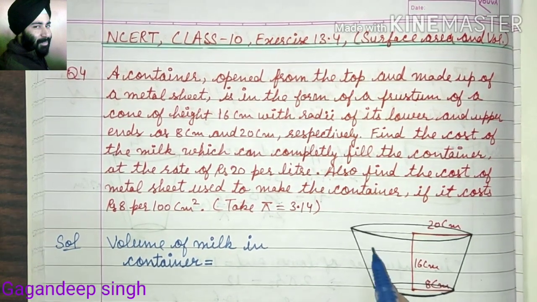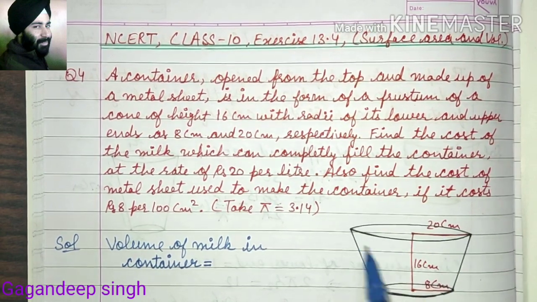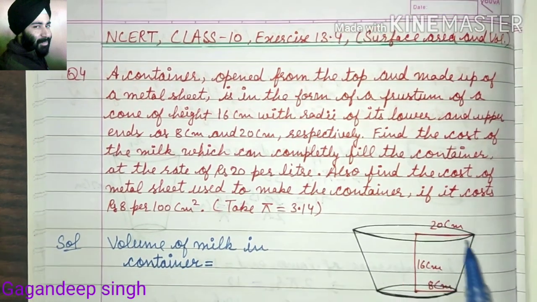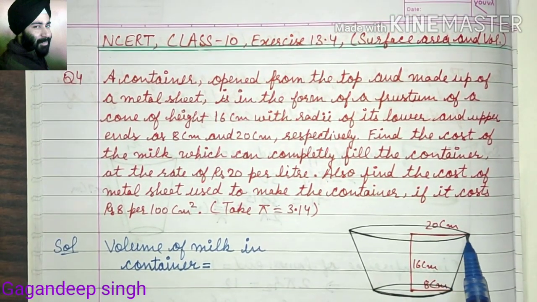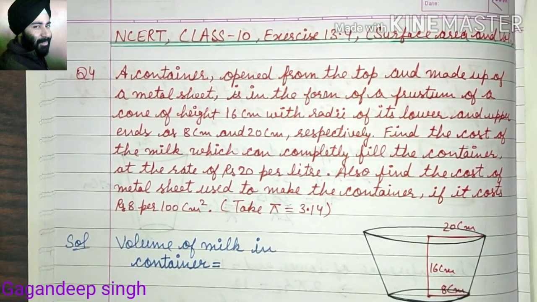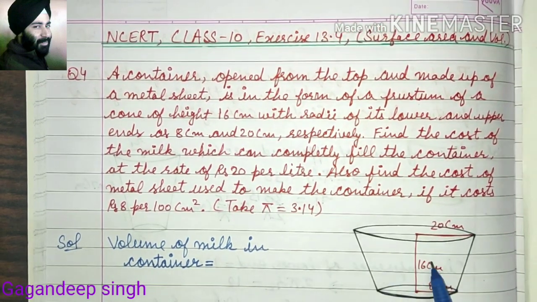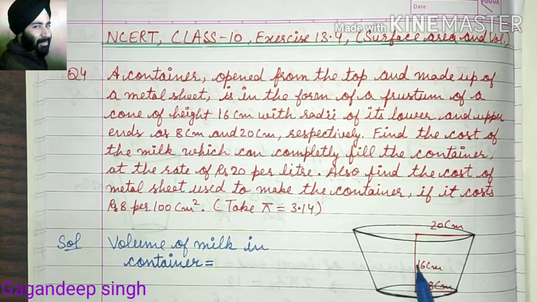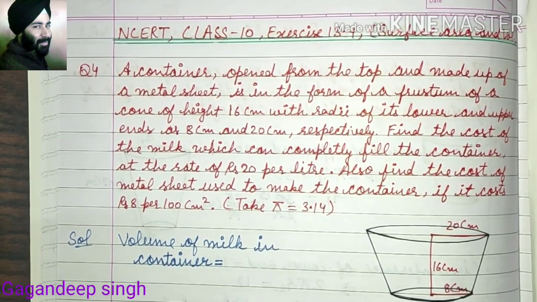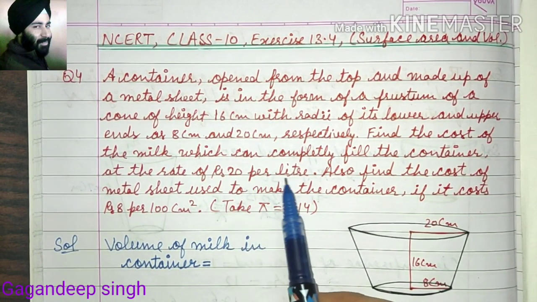In this question a container is given which is in the shape of a frustum and it is open from top. Its height is given 16 centimeter and radius of upper end is 20 centimeter and radius of lower end is 8 centimeter. So we have to find the volume of milk contained in this container. For this we have to find the volume of this container. Also we have to find the cost of milk. It is given that cost of milk is rupees 20 per liter.